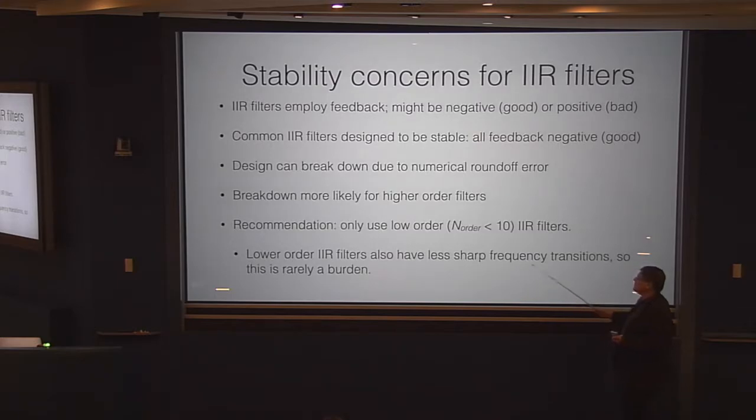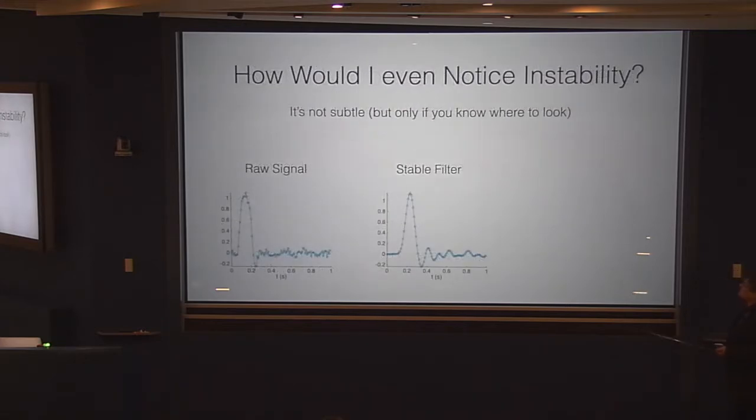This is not really a burden because IIR filters of low order tend to be more smooth. The higher order ones are more likely to have a very sharp transition. So this is, in some sense, another reason, another way of keeping your order down, your transition down.